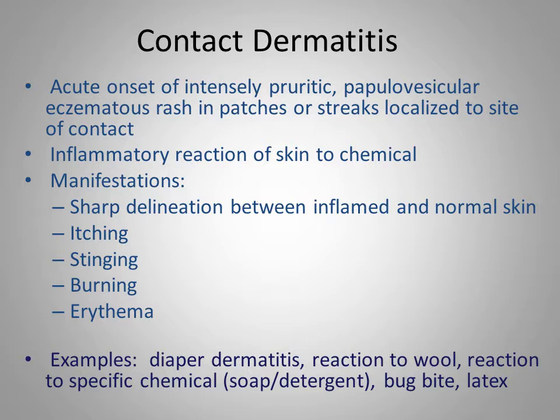Contact dermatitis is an acute onset of intensely pruritic or itchy papulovesicular eczema rash in patches or streaks localized to the site of contact. A lot of times we can see this type of reaction as an inflammatory reaction to skin from a chemical. And the clinical manifestations include a sharp delineation between the inflamed and the normal skin, as well as itching, stinging, burning, and erythema.